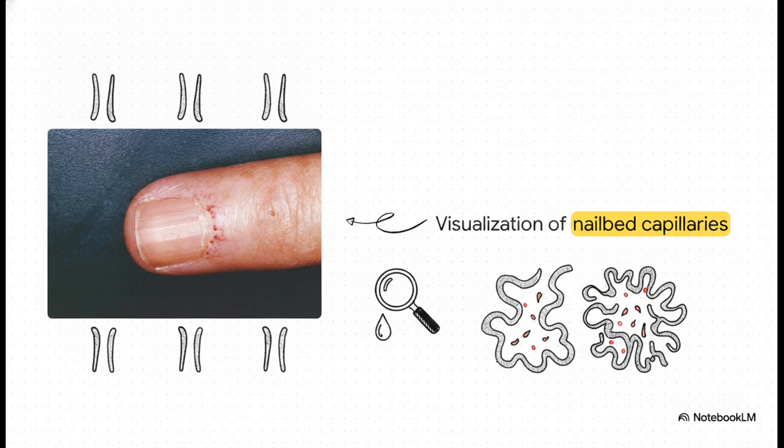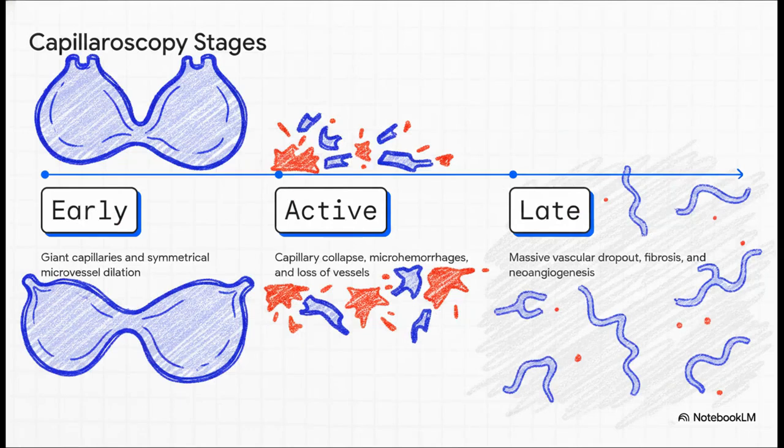Normal nail fold capillaries look like these perfectly arrayed, uniform little hairpins. But in systemic sclerosis, this microvasculature undergoes a terrifying, but very predictable evolution. Let's trace how this damage builds up over time. In the early stage, the very first thing you notice is abnormal vessel swelling. You get these giant capillaries and symmetrical dilation. It's the pressure building. As the disease progresses to the active stage, the vessels just can't sustain it anymore. They suffer microhemorrhages, literally tiny bleeds right into the cuticle, and they start to collapse.